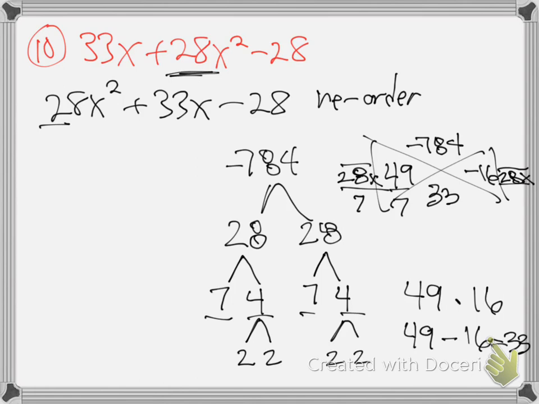Does that make sense? We can keep going, but we stop when we find our factors that give us the 33, the bottom number. It's good to know. So let's try 11x cubed number 11.